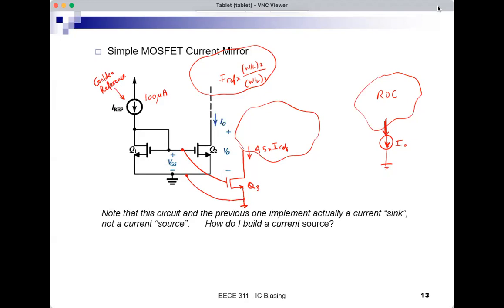What if I want to build a current source that sources current into the rest of the circuit? So something like this, and it gives current, makes current flow into the rest of the circuit. How can I build a circuit that gives me this, not this? This is a sink, while this is a source. So any ideas how we can build an actual current source that will source current into some circuit, not sink current from the circuit?